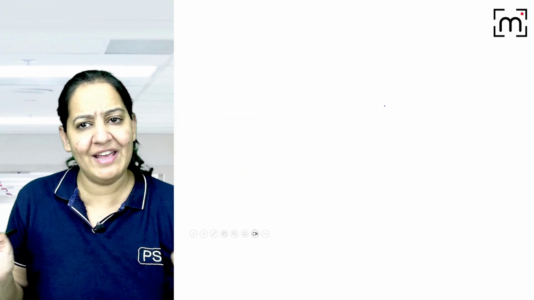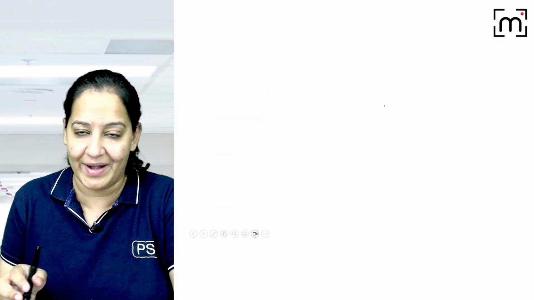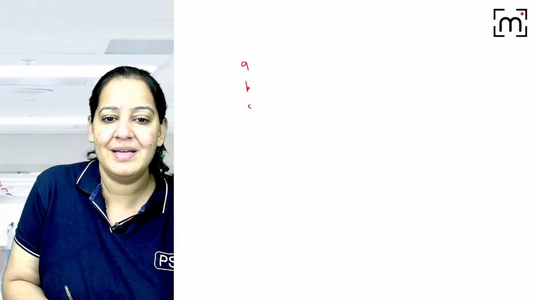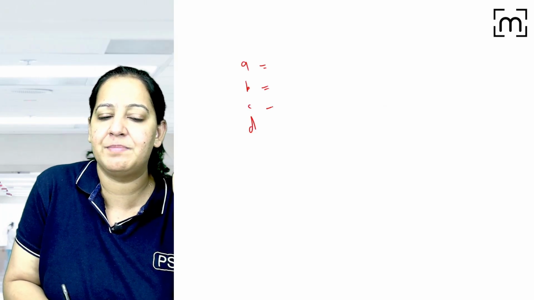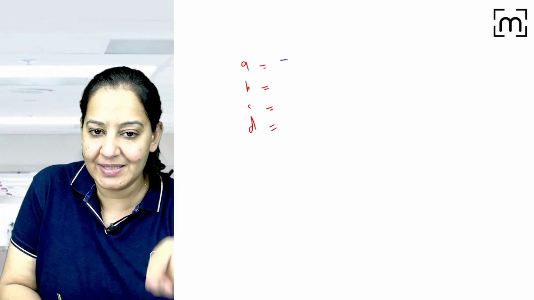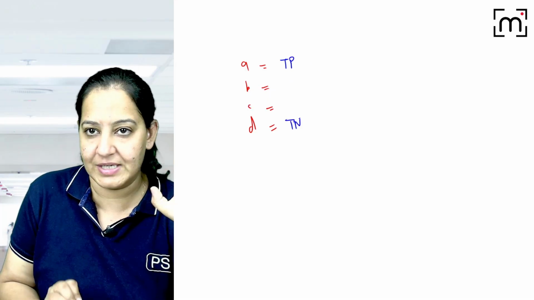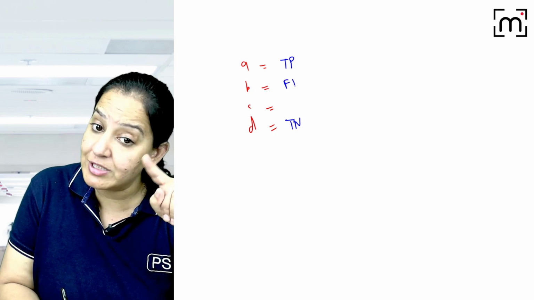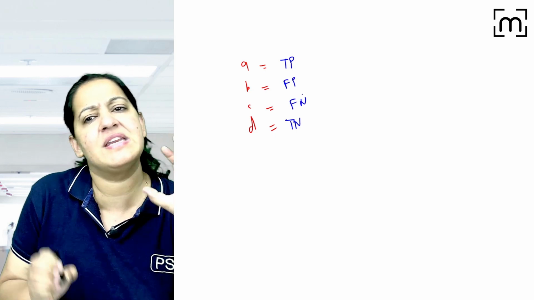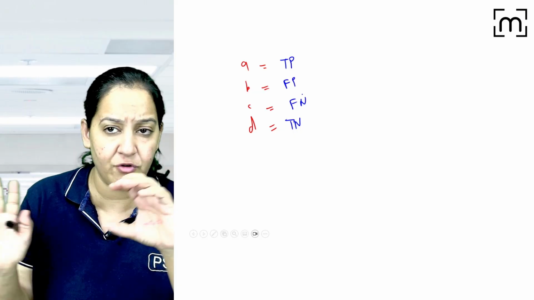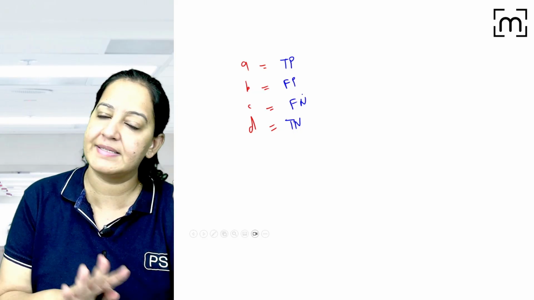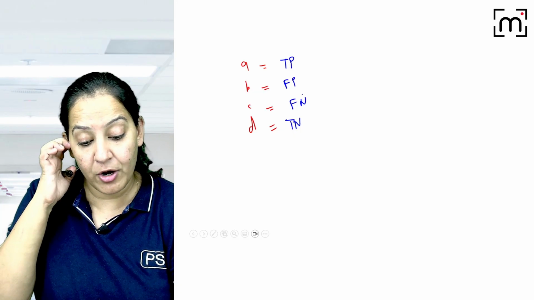So let me revise it quickly once for all, the final verdict. Okay. A, B, C, D. Who will tell me what is A, what is B, what is C, what is D? So A is true positive and D is true negative. Both things are positive, both things are negative. Okay. B is false positive and C is false negative. Never forget. If you understand from 2 by 2 table, it's good. If you don't understand, learn it. As simple as that.